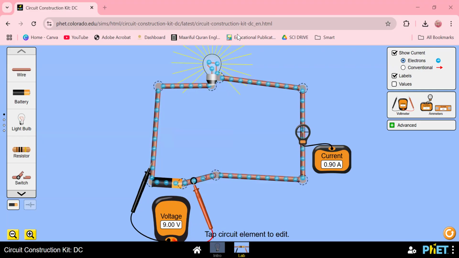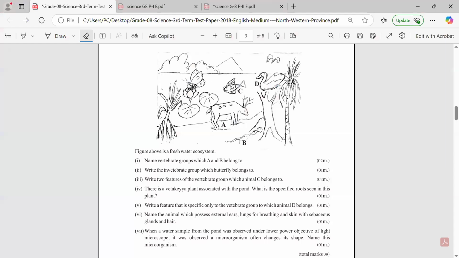Okay. All right. Now let's go back to the question. What do you all think, පුතා?